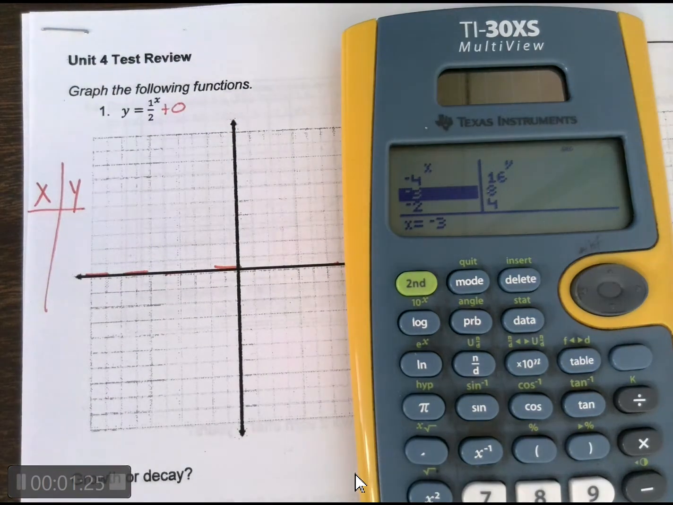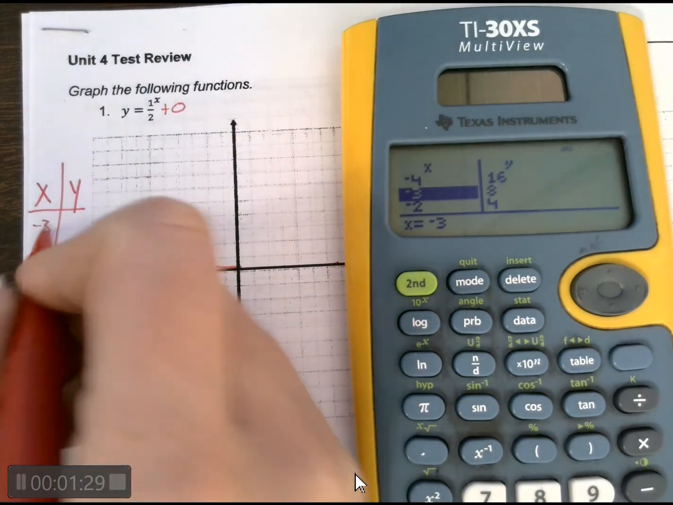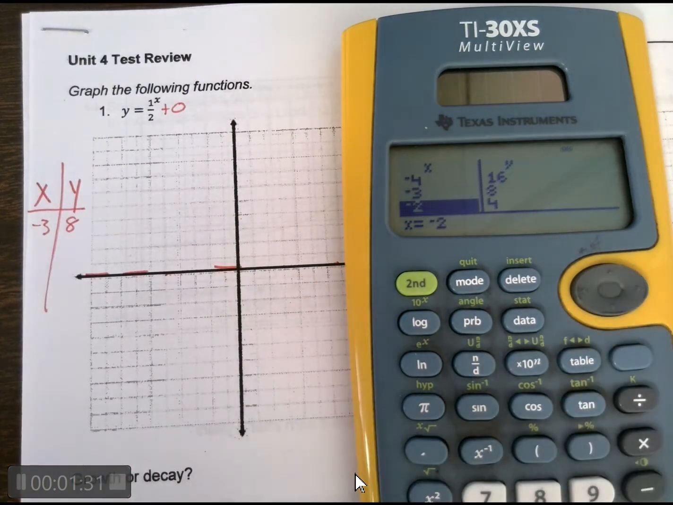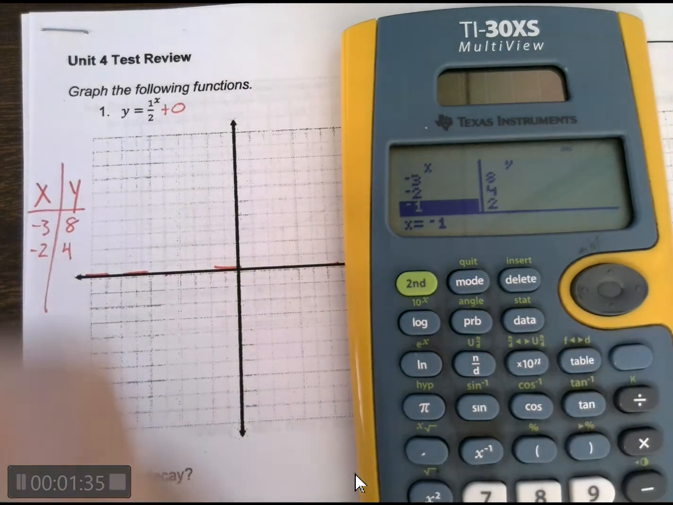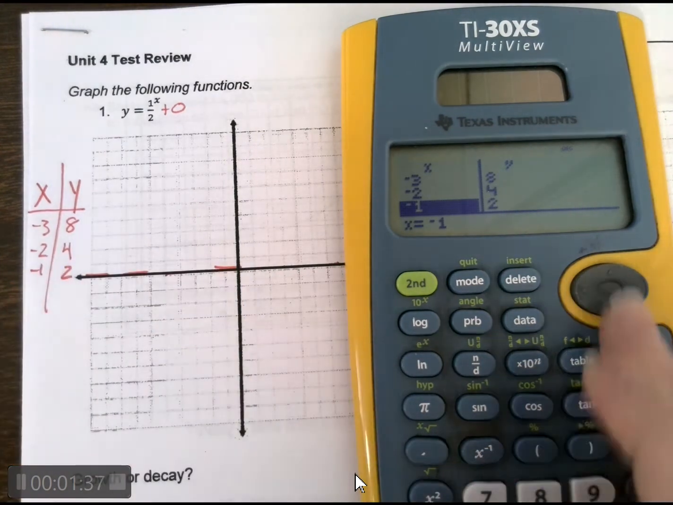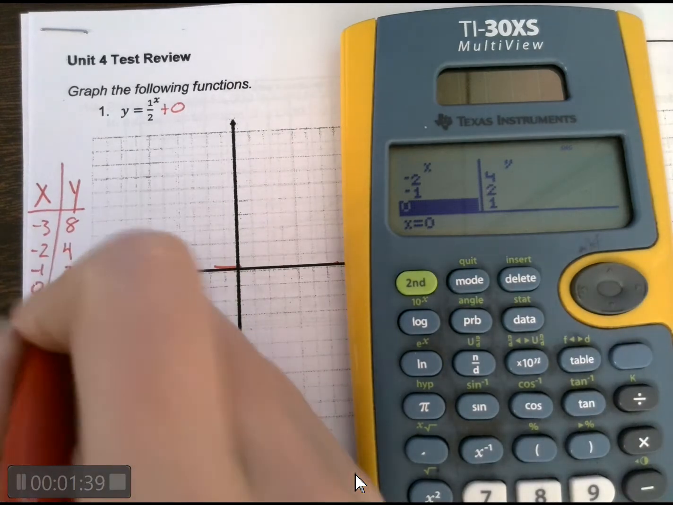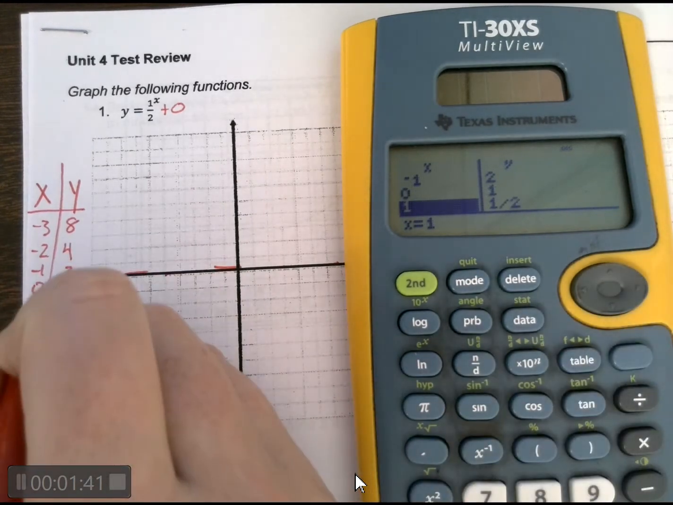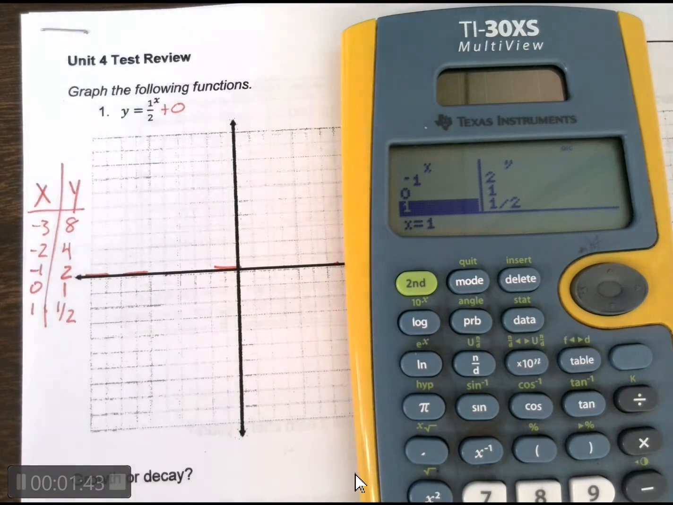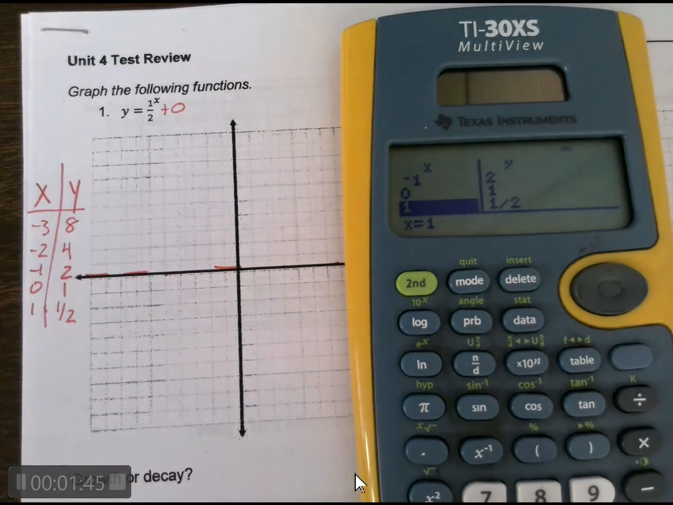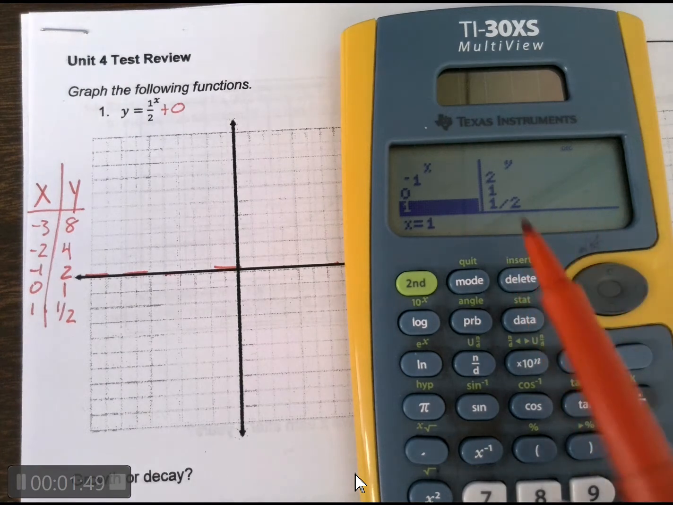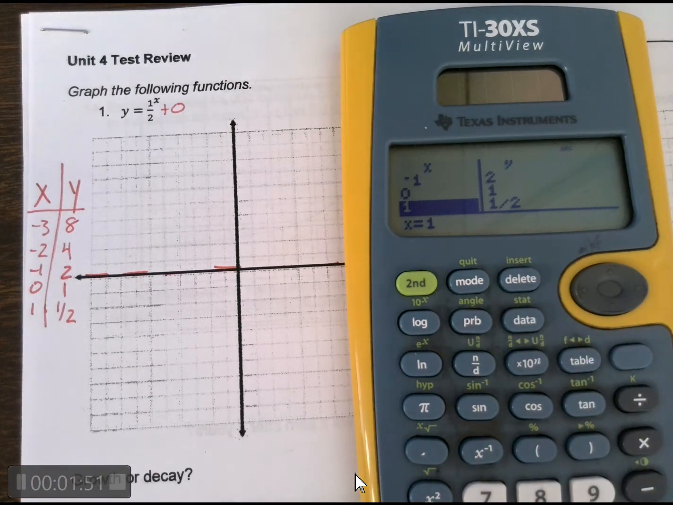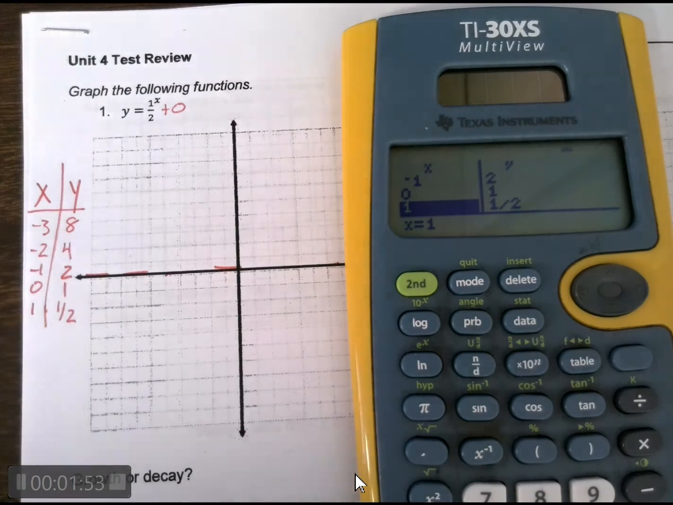We have our x and our y, and then we have -3, 8, -2, 4, -1, 2, and 0, 1, and 1, 1/2. Alrighty, so all I did was get these numbers from our table of values over here. So now we can go ahead and graph them.